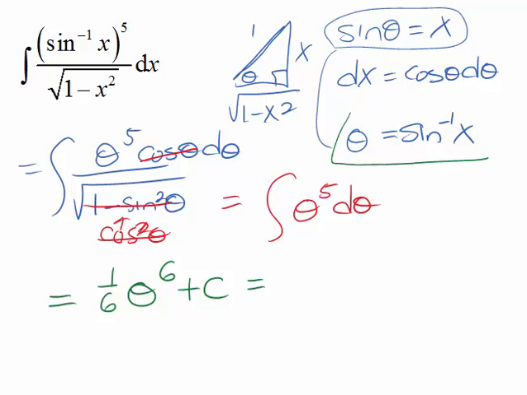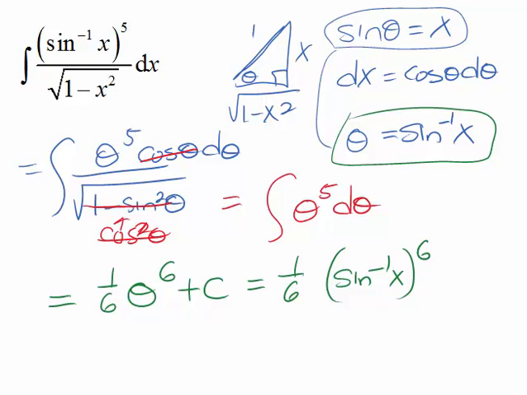Well, we have it right here. Theta is inverse sine, so this is going to be 1/6 inverse sine of x to the sixth plus a constant.